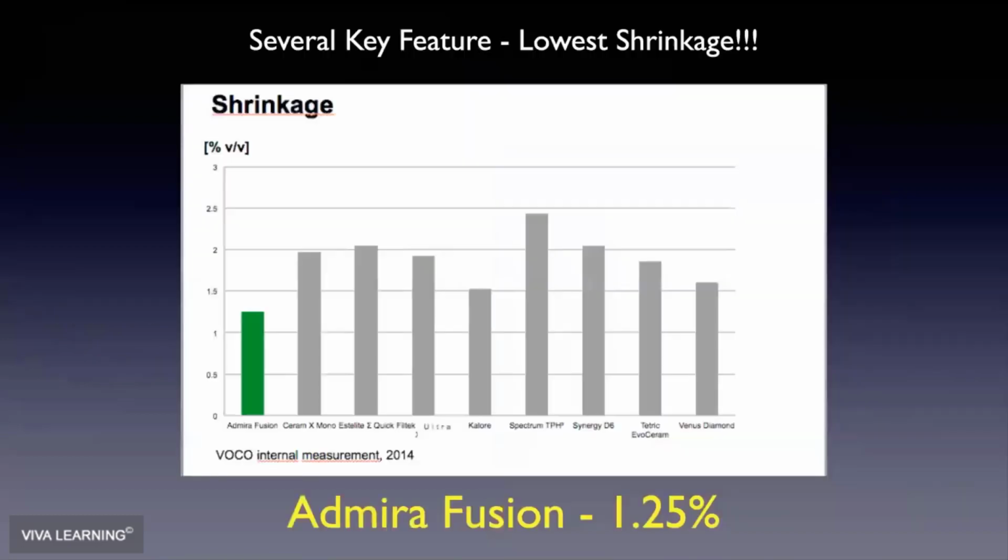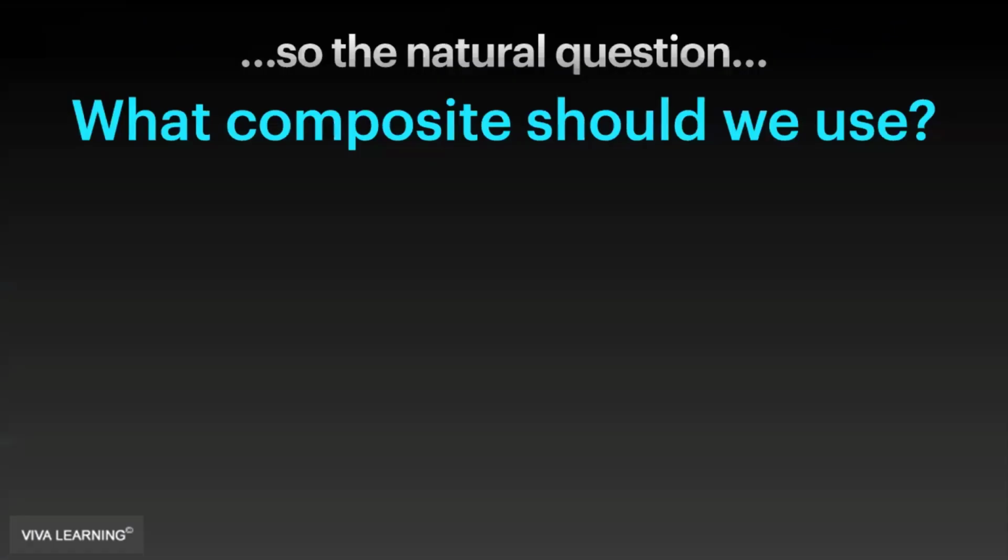In addition to that, as far as I know, it's the lowest shrinking composite on the market. And we know that composites have really been perfected over the years. Anytime we have resin, we're going to have shrinkage, and that was one of the big concerns with composite resin: shrinkage and shrinkage stress. Most manufacturers now have their resin shrinking sub 2%, which is great. But Admira Fusion is all the way down to 1.25%, which is the lowest shrinkage rate that I know. And so that's another reason why this is one of my preferred materials out there.